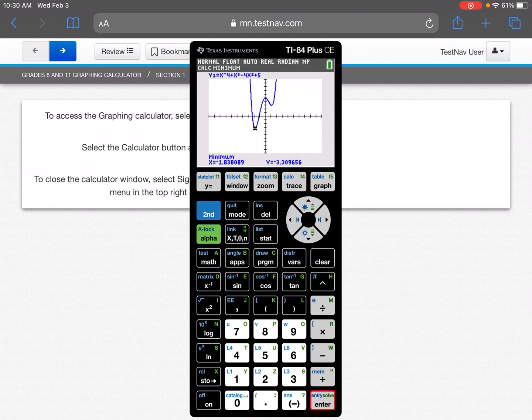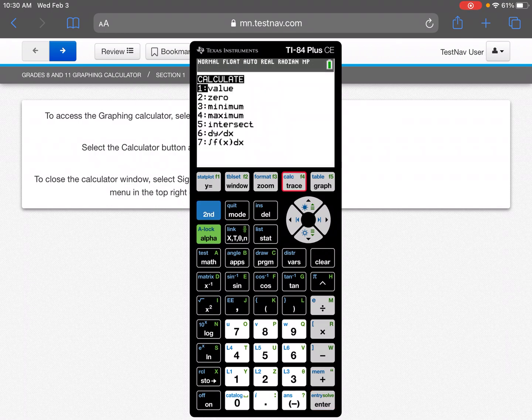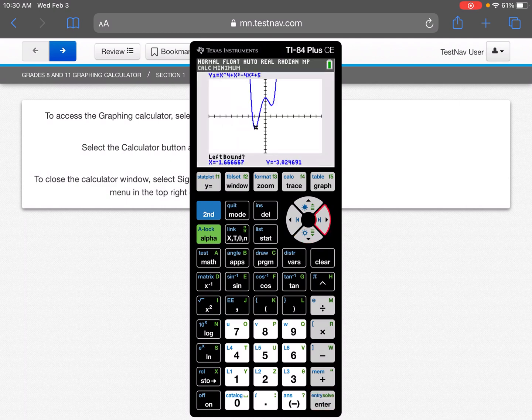Okay, cool. Once you have that, now we still have the graph there, so you're just going to press second calc again, and we're going to do another minimum. So enter. Okay, so the other minimum is this point right here, right? So I want the left bound, so I want it to be left of that point. That looks pretty good. I'll press enter. Then I'm going to go to the right of that, press enter. Now notice in between the lines should be my point that I'm looking for, okay? Press enter again, so it says minimum.